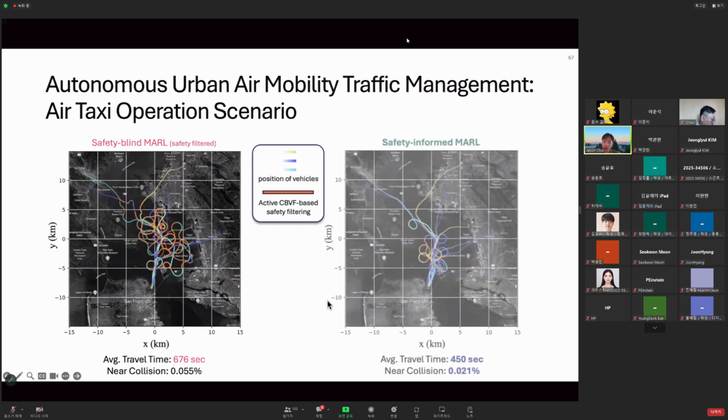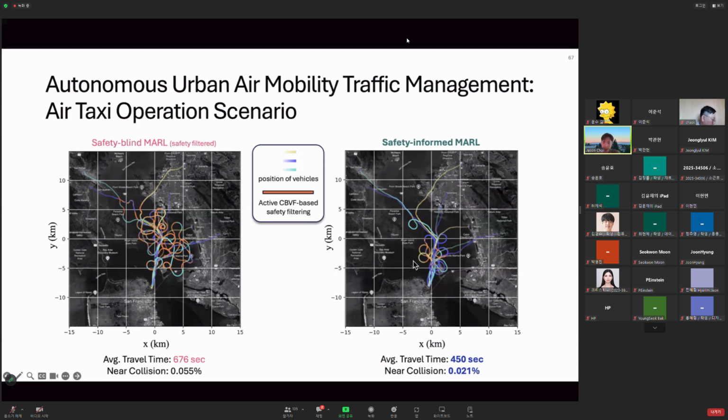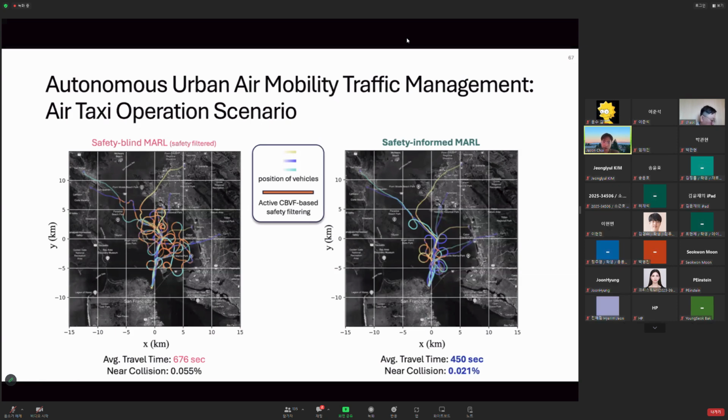We compare that to our new results. So this is the policy that is informed about the issue of potential conflict. You can see that the entire navigation is done in a much more efficient manner. And we can evaluate the average travel time. The travel time is decreased significantly, and our collision rate is also decreased a lot.